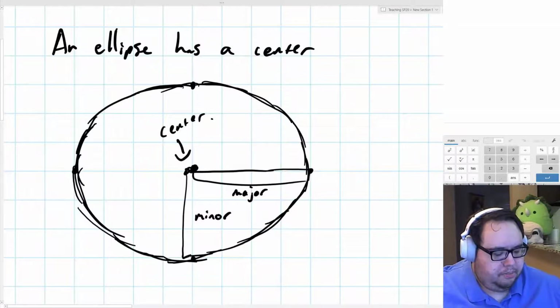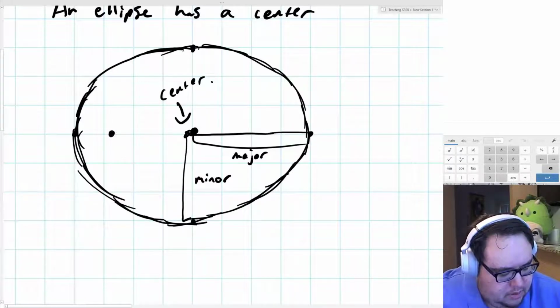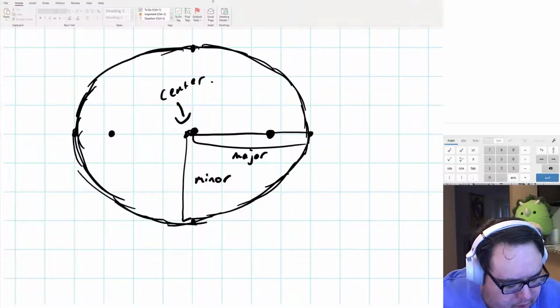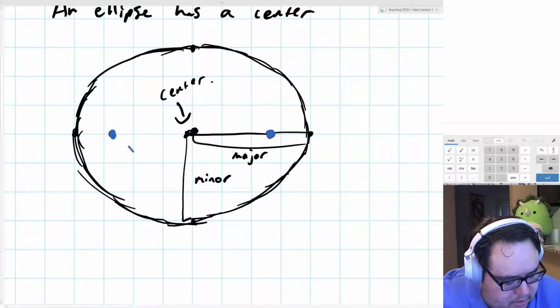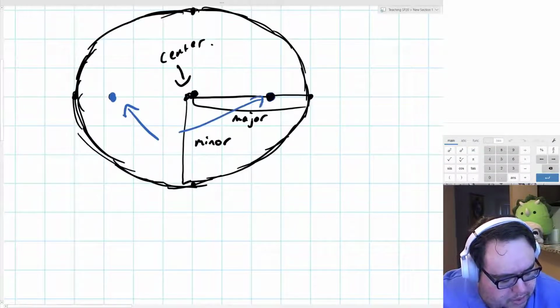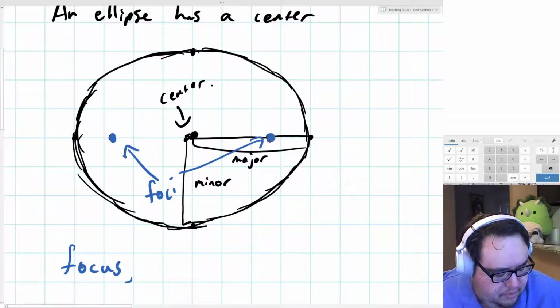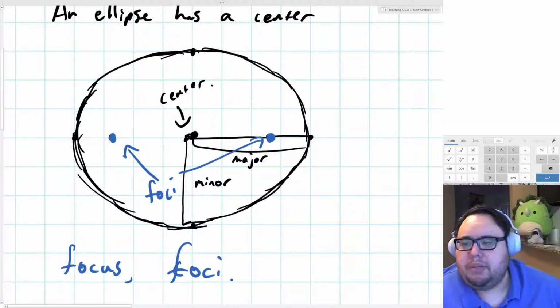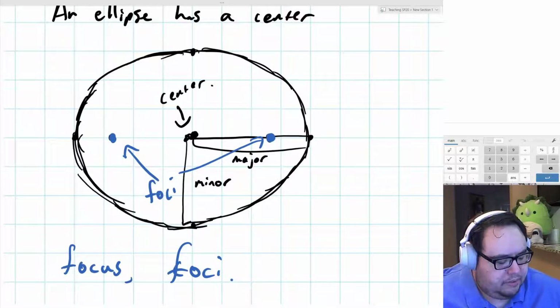So ellipses also have two extremely important points on the end. These points are called, actually, let's even put them in a different color. These points are called the foci, which is plural for focus. Sometimes I'm going to say focuses because foci is a weird plural, but I think the correct plural is technically foci. And the foci are really important. They're actually more important than the center of an ellipse when it comes to the construction. Okay.